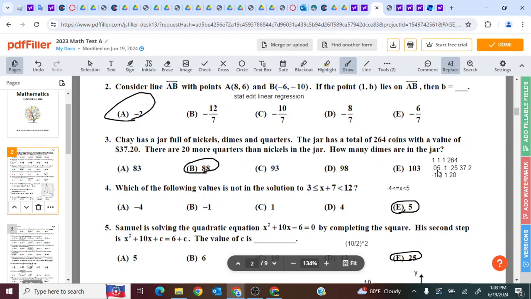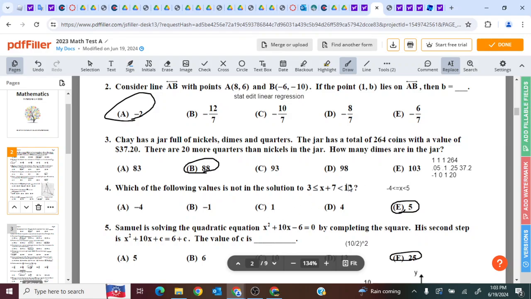0.05 times the nickels, 0.1 times the dimes, and 0.25 times the quarters gets you a total value of 37.2. And since there are 20 more quarters than nickels, 1 quarter is equal to 20 plus 1 nickel, and this nickel would go over on this side of the equation logically. These are kind of x plus y plus z equals this. Then you go to matrix, math, and then RREF, and you will search for the value assigned to dimes, which in this case is the middle one right here, and you should get 88.